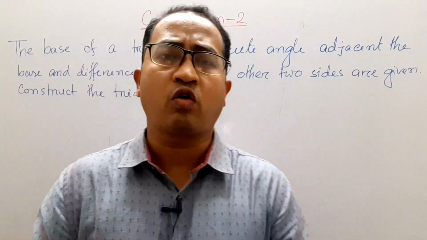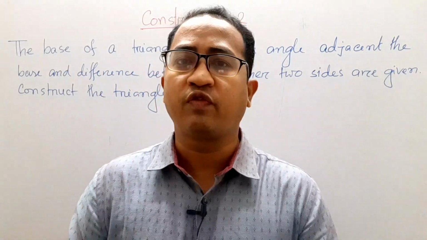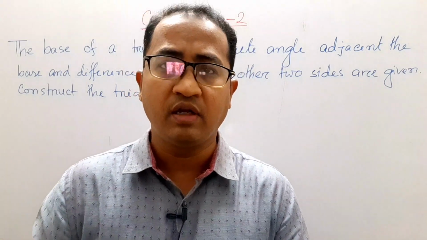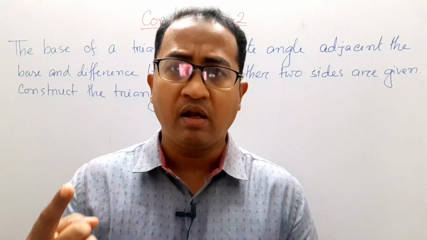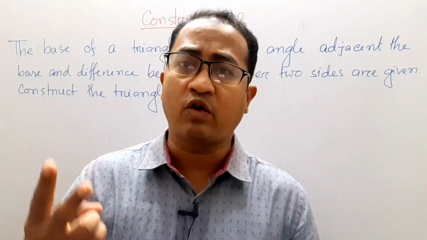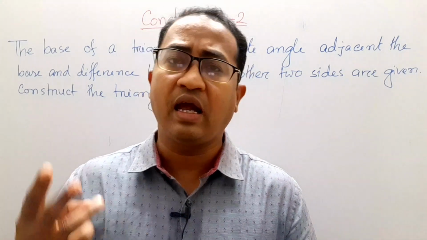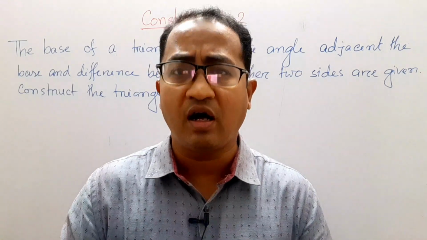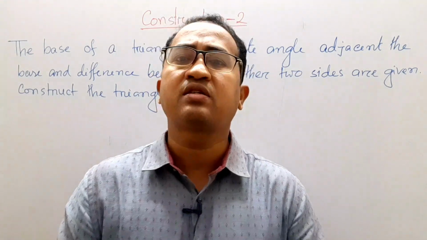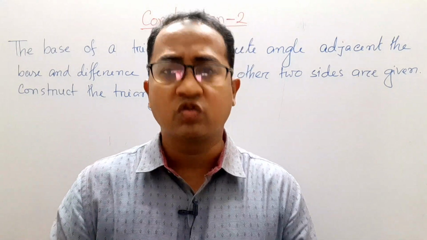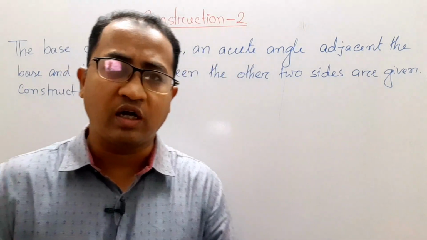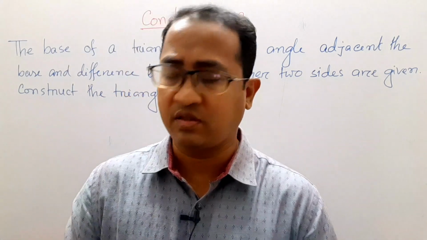If you want to construct any figure, at first you should follow what is given. Three pieces of information are given in this question. Number 1, a base. Number 2, an acute angle adjacent to the base. And number 3, the difference between the other two sides. By using these three pieces of information, we will construct the required triangle. So at first, we will draw the given three parts.